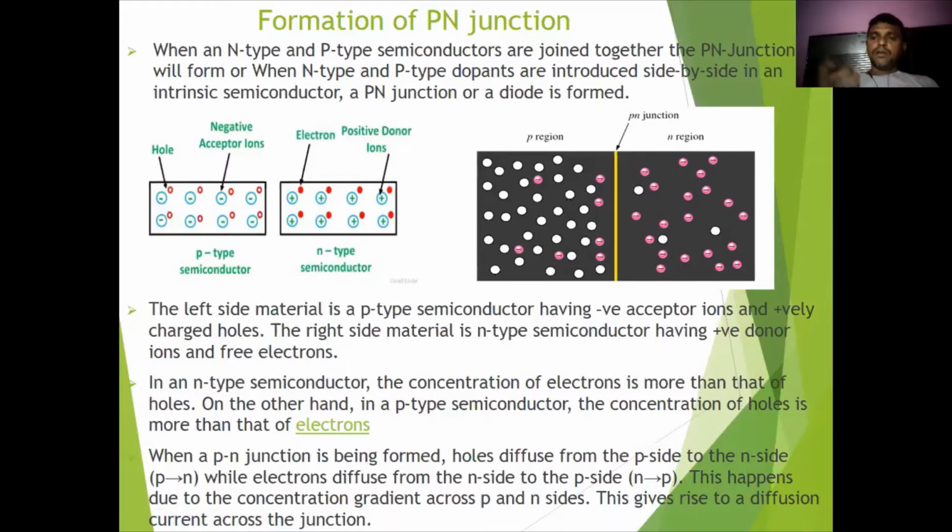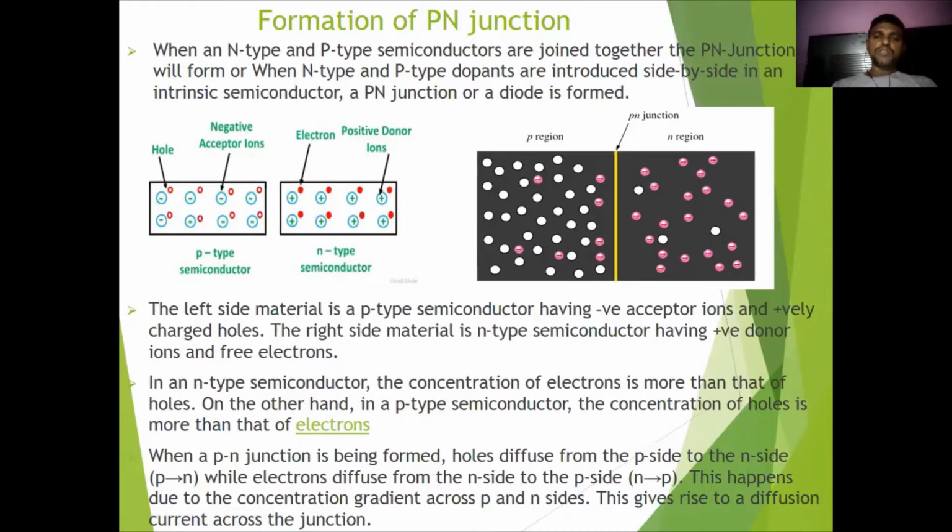Then we have to observe what happens. That is nothing but the open circuit PN junction. Up till now we have seen the formation of the PN junction. Now we are going to observe the open circuit PN junction. We are not applying any bias.